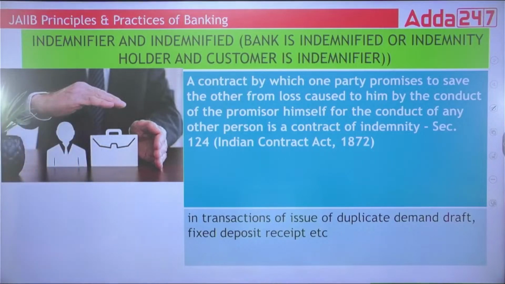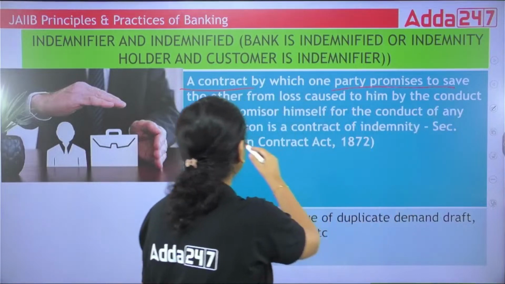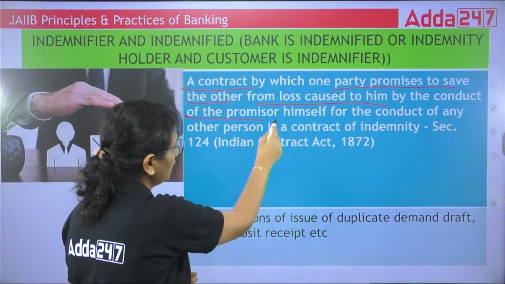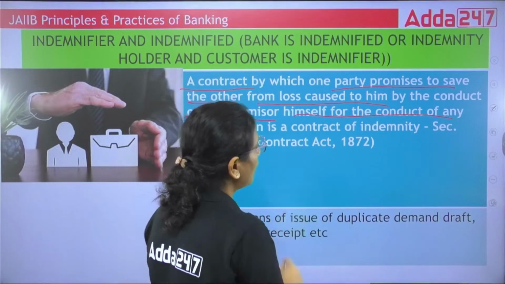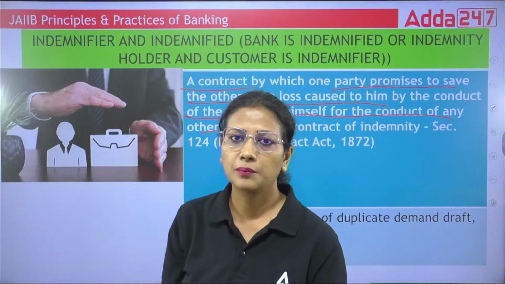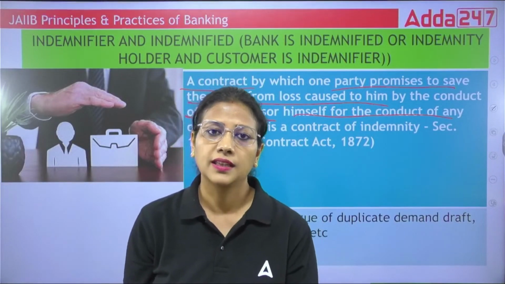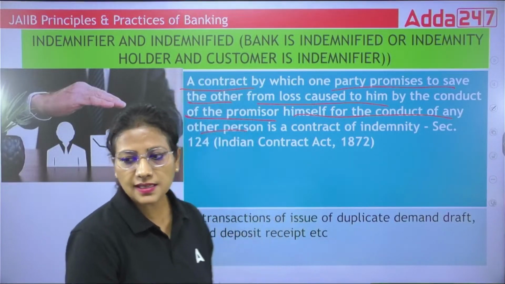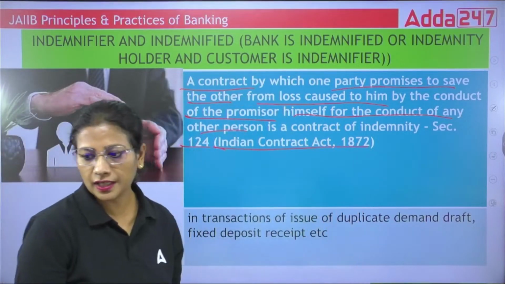So an indemnity contract is a contract by which one party promises to save the other from loss caused to him by the conduct of the promiser himself or the conduct of any other person. Here, customer is indemnifying the bank that because of his or her negligence, if bank bears any kind of loss, then they will be liable. They are taking that responsibility. And this comes under Section 124 of the Indian Contract Act 1872.